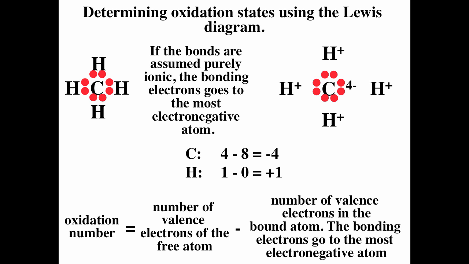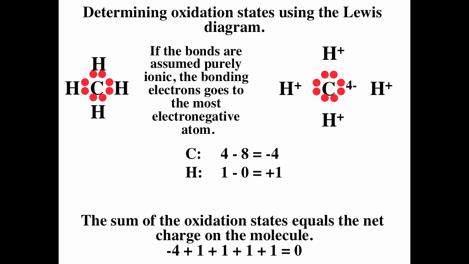And so for the carbon, it's in the 4th column, and so the free atom has 4 valence electrons. Now how we drew it on the right, assuming bonds are ionic, we have 8, so 4 minus 8 gives us -4. And so that tells us carbon should be a -4, the same number we got for the two rules. The hydrogen is in the 1st column, so the free atom of hydrogen has 1. And notice that because it's less electronegative than carbon, it has 0 when you assume the bonds are ionic, and so 1 minus 0 gives us a +1. Again, we get the same exact oxidation numbers if we use the two rules or if we use the Lewis diagrams. And again, the sum of oxidation states equals the net charge, so it's 0.